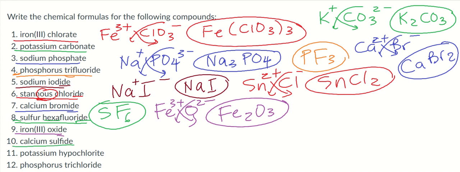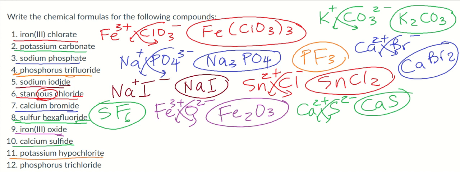All right, number 10, calcium sulfide. Another ionic compound. These are two elements. Calcium, 2 positive. It's in the second group. Sulfide is sulfur. That's 2 negative. Crisscross, they're going to cancel out. So remember, for ionic compounds, you need to reduce when you can to the lowest whole number ratio.